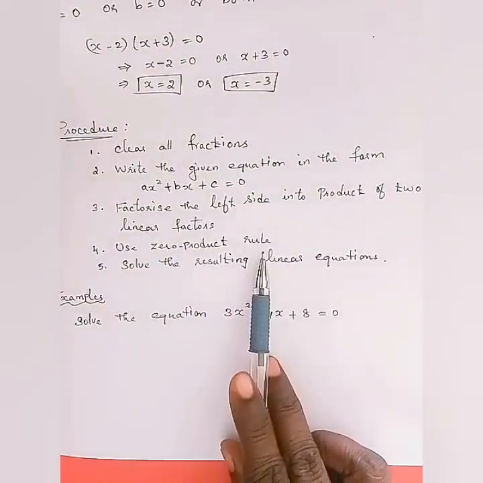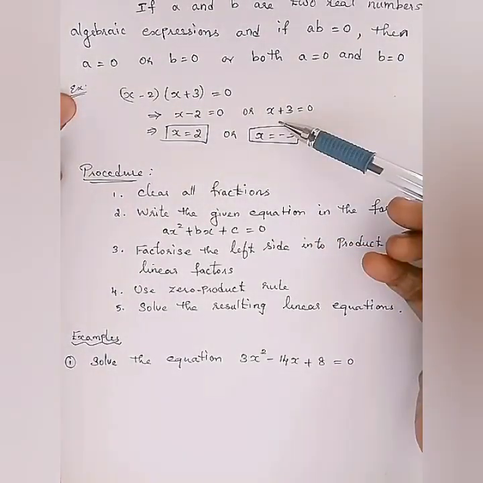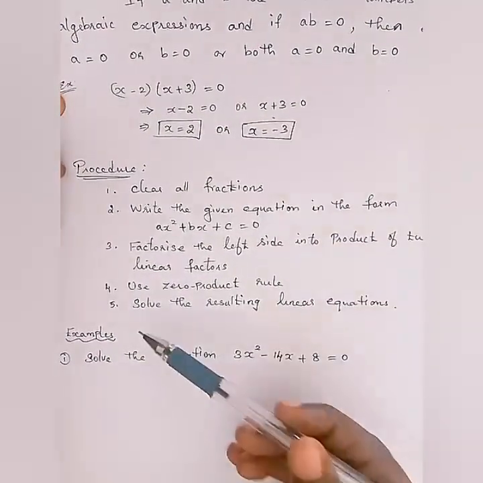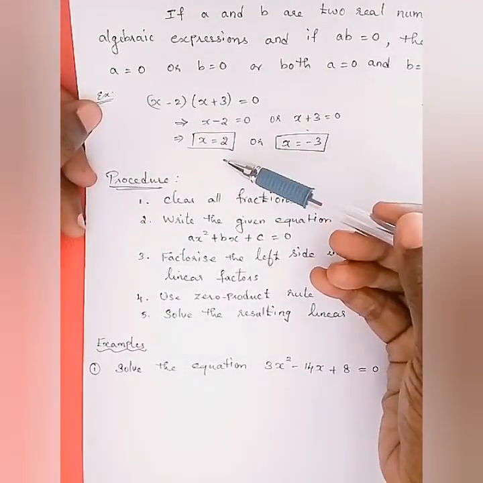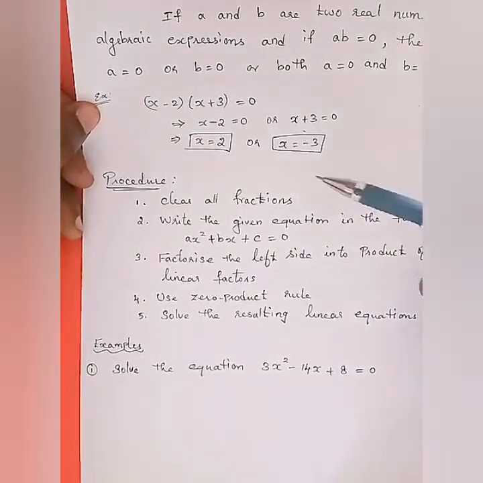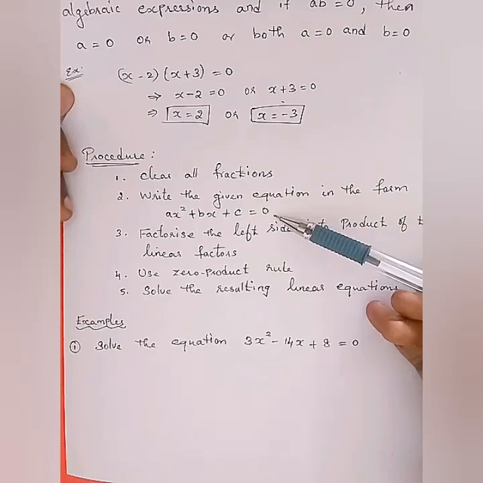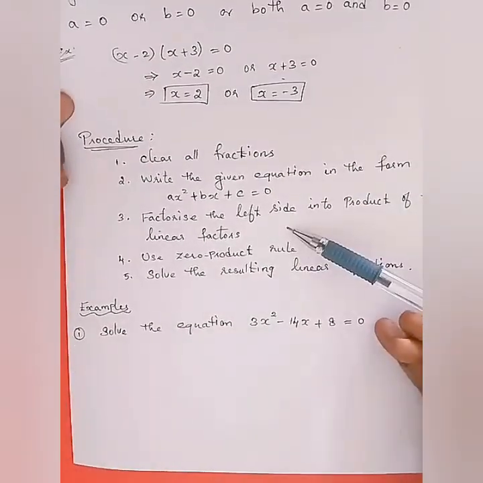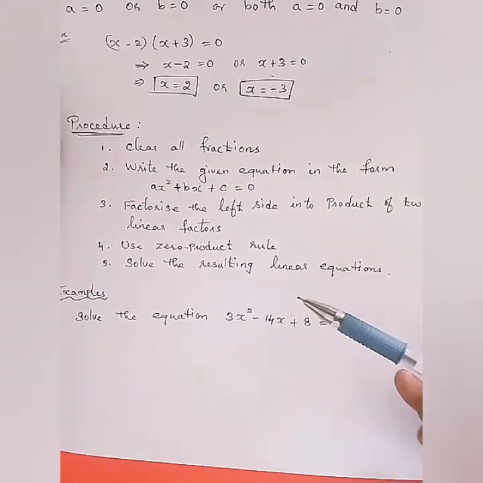Next, use the zero product rule. After this, using the zero product rule, we can separate these two things, then solve the resulting linear equation such that you will get the answer as x equal to 2 and x equal to minus 3. This is the procedure: simplify, bring it to ax square plus bx plus c equal to 0 format, factorize it, use the zero product rule and solve the linear equation to get the answer.